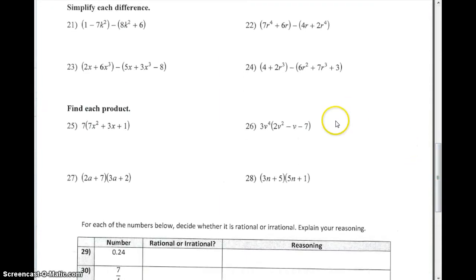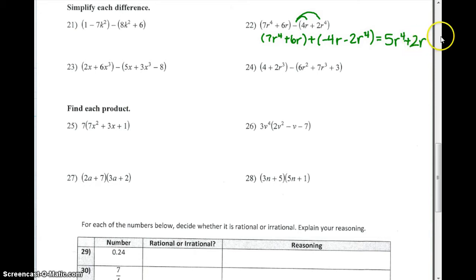Alright, now with subtraction, it's very similar to addition, but what we need to do is change this to an addition problem. So what we're going to do is distribute the negative to both terms inside the one following it. So I simply rewrite the first polynomial, and now I am adding negative 4r and negative 2r to the 4th. So when I add like terms, I get 7r to the 4th minus 2r to the 4th is 5r to the 4th. And 6r minus 4r is 2r.